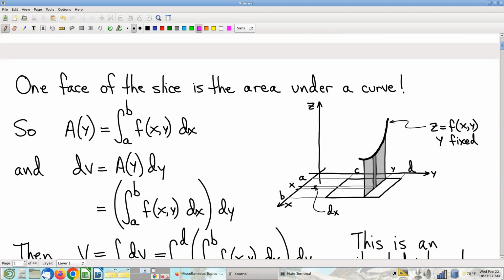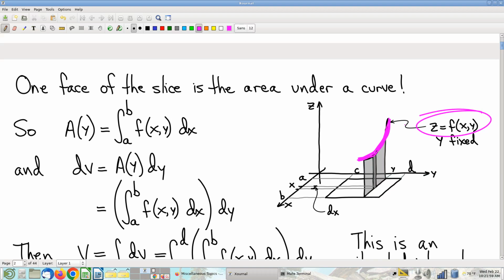If you want to compute the area under a curve, you just need to understand what this curve is the graph of, and take an integral. So, looking at this purple curve, what is this the graph of? Well, here you go. Every point on that curve is part of z equals f of x comma y.